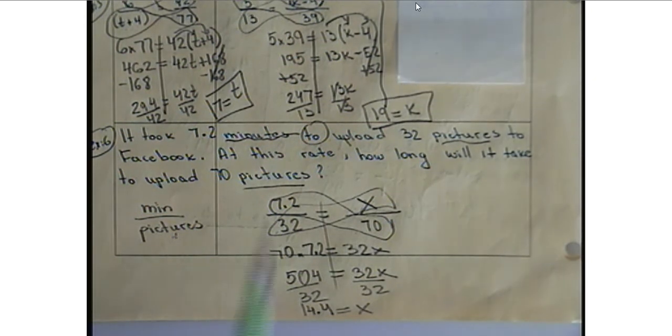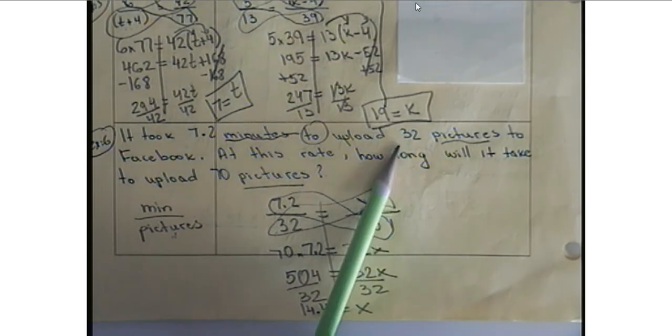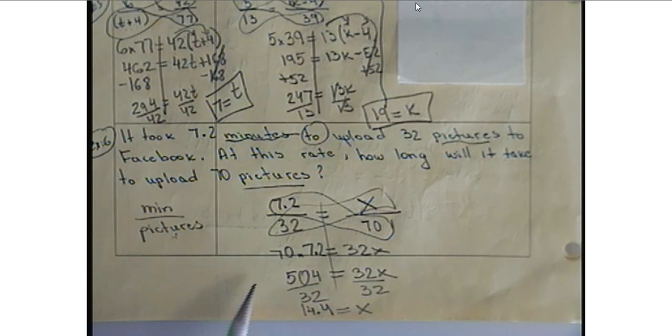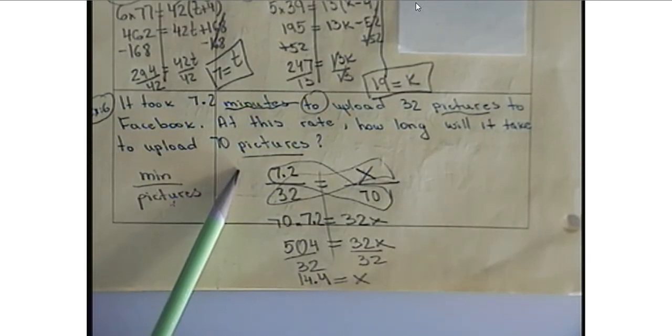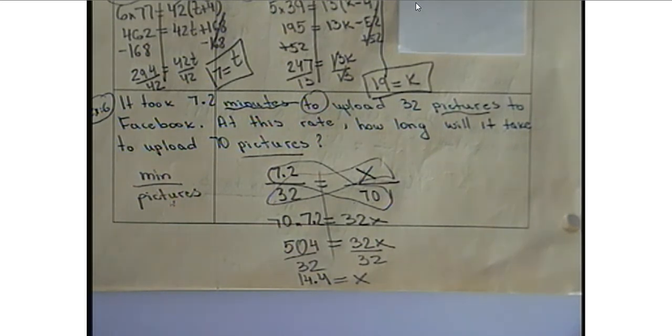And if you go back, it makes sense. It says for 7 minutes you will upload 32 pictures, right? So definitely then for 14 minutes you will upload 70 pictures, which is kind of almost doubling of the pictures, and doubling of the time.